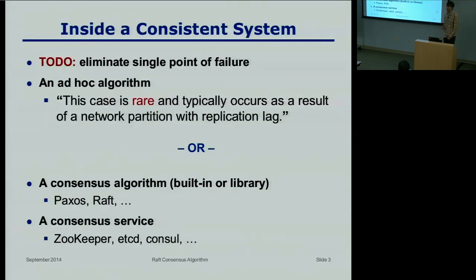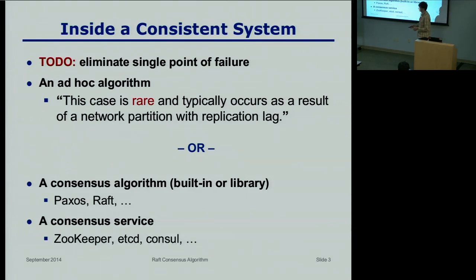If you peek inside at these systems, you'll usually see 2 different things. You might see a to-do that says, this looked hard, so let's leave this for later. Eliminate this single point of failure sometime later. Or worse, you might see some sort of ad hoc algorithm where consensus looked too hard, people try to approximate it, and you end up with excuses like this case is rare and typically occurs as a result of a network partition with replication lag, something that never happens in the real world.